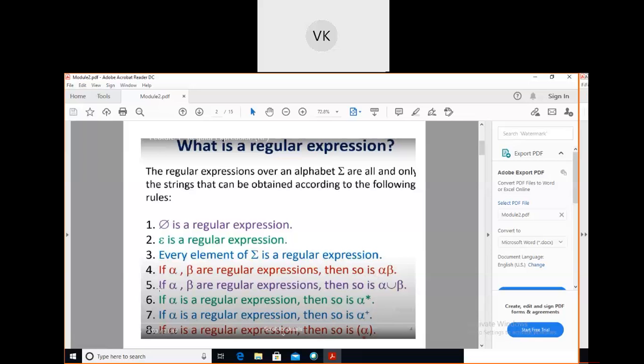Next one: if alpha and beta are regular expressions, then alpha union beta is also a regular expression. Alpha union beta means alpha or beta. If alpha and beta are regular expressions, then alpha or beta is also a regular expression.